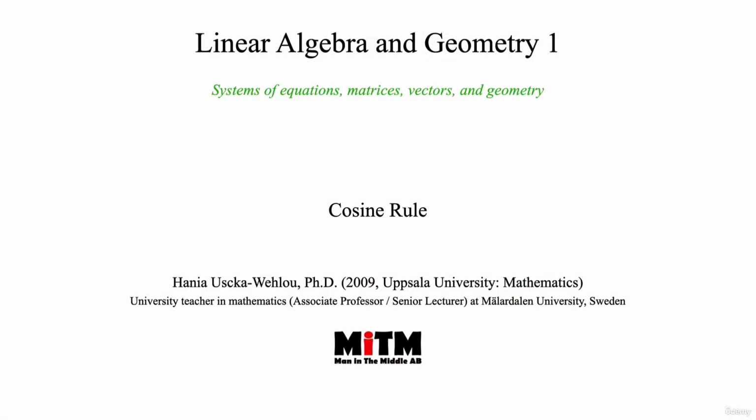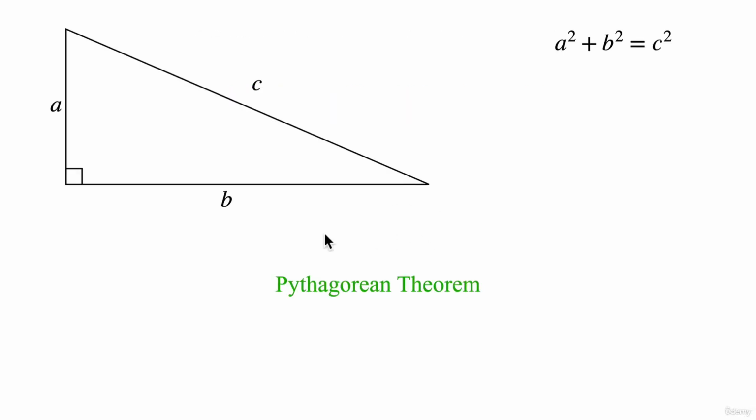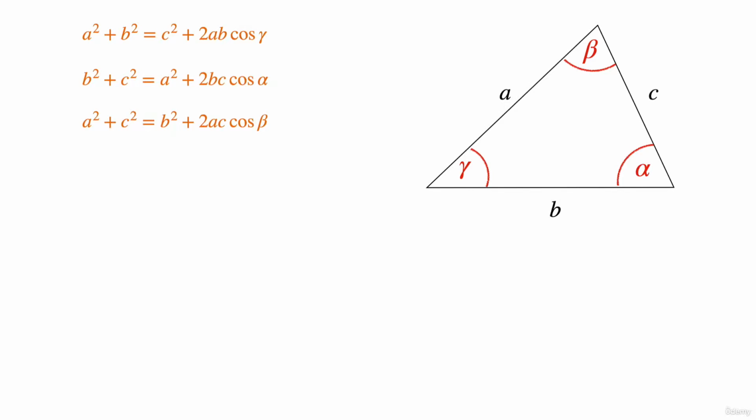Let's start. So the title is the cosine rule, and well, you know the Pythagorean theorem. You know that it's only for right triangles, right? This rule here. And the cosine rule, and actually 3 rules, are a kind of generalization of this Pythagorean theorem to any triangle. So here, first I will explain how we denote the lengths of the sides and the measures of the angles.